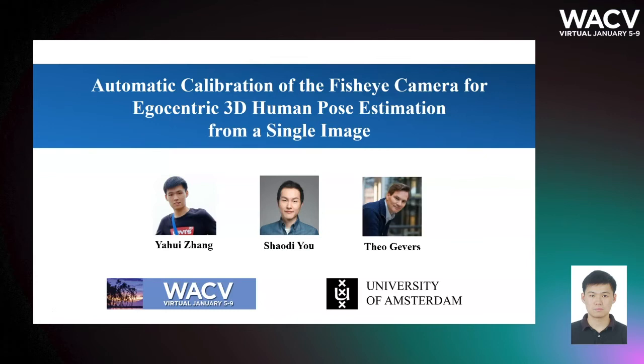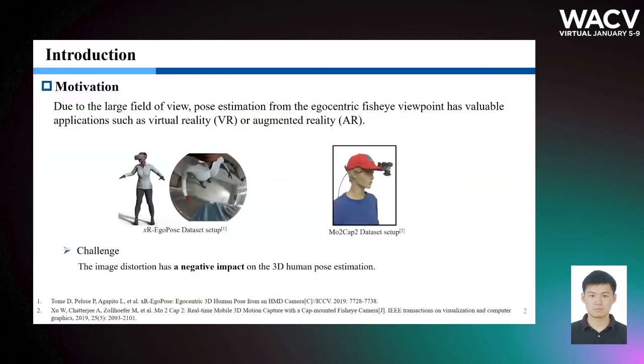Today I present a paper, Automatic Calibration of the Fisheye Camera for Egocentric 3D Human Pose Estimation from a Single Image. Due to the large field of view, egocentric 3D human pose estimation has valuable applications such as VR and AR. Recent works propose methods for egocentric 3D human pose estimation with a fisheye camera, aiming at solving the self-occlusion problem. However, the negative impact of image distortions on 3D pose estimation still remains.